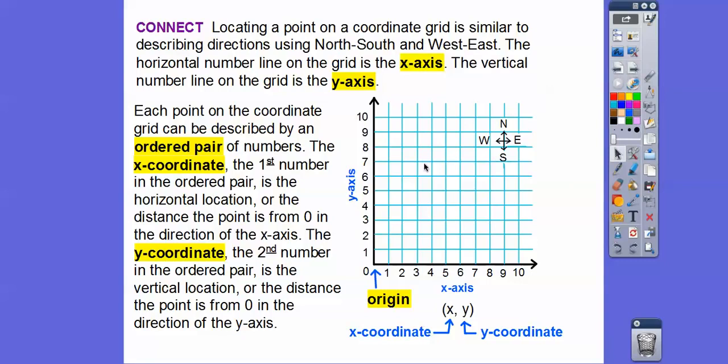This is called the origin right here, where x is 0 and y is 0. Later, this is called quadrant 1, and over here we'll have quadrant 2, where we start dealing with some negatives, and then quadrant 3 and quadrant 4. But for now we're just going to be dealing with this quadrant. So don't worry about the word quadrant. This is enough information for what we'll be doing.